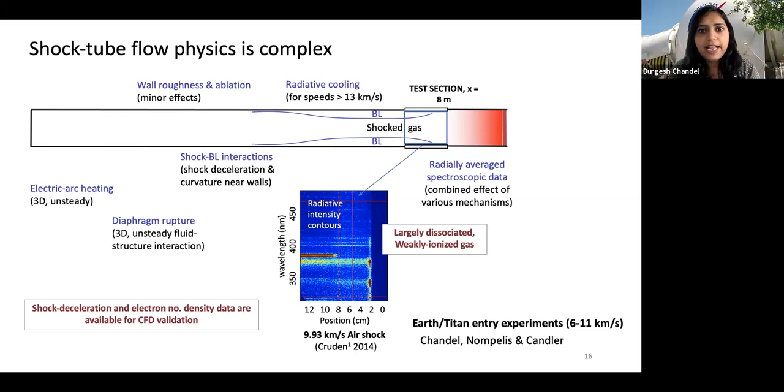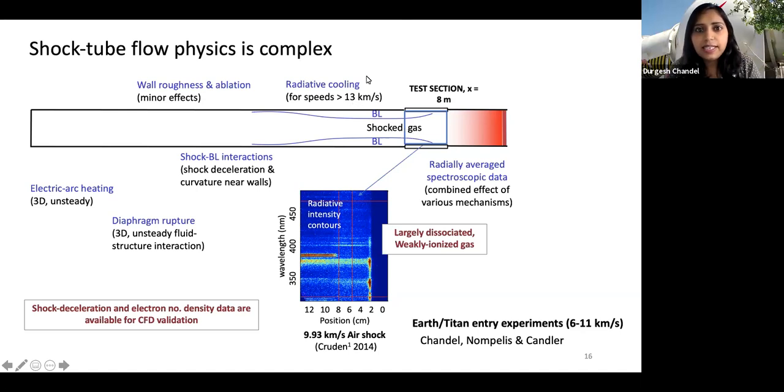Other than that, there are some minor effects of wall roughness and ablation. So again, the wall is not perfectly smooth. There are instrumentation probes for detecting the shock arrival throughout the shock tube, which kind of act as a tripping element and can transition the boundary layer from laminar to turbulent. And being a high speed flow, there are no measurements done at this point at the walls. So we don't even know if the flow is actually turning turbulent or is it laminar.